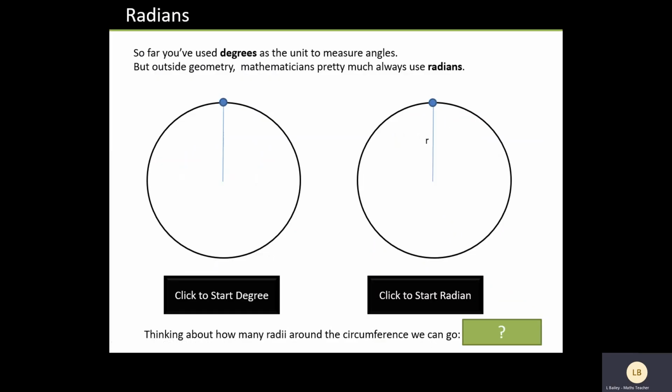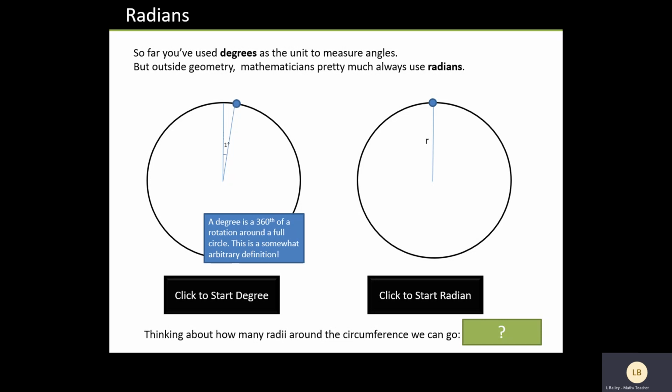Okay, the unit of measure that we're all familiar with is degrees. Degrees have been around for hundreds and hundreds of years. There's lots of different opinions and ideas as to where degrees have come from. No one's sure for certain. You're familiar with the symbol, the little circle, and the superscript for the degree, and the fact there's 360 degrees in the full rotation of a circle.